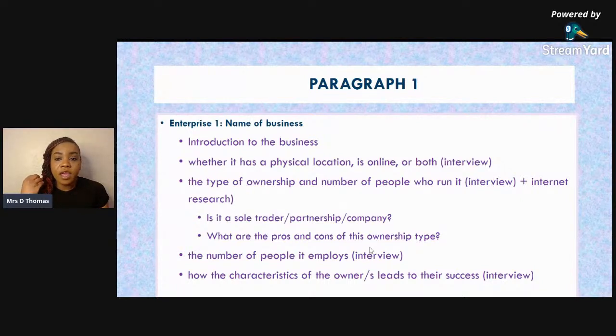And if you've met the manager, you might want to say something about the manager or what the business does. It's up to you. It's just an introduction.